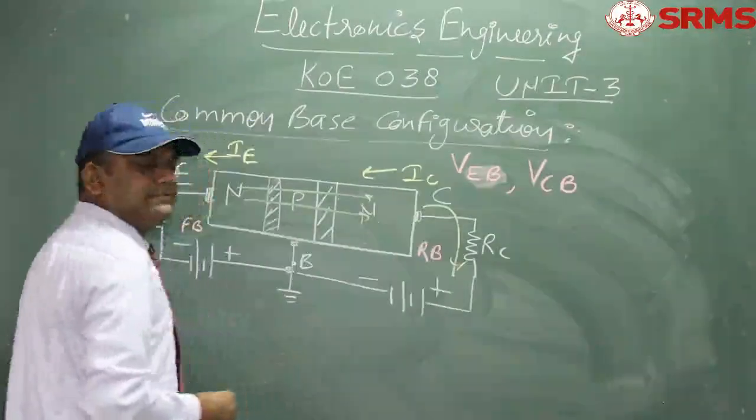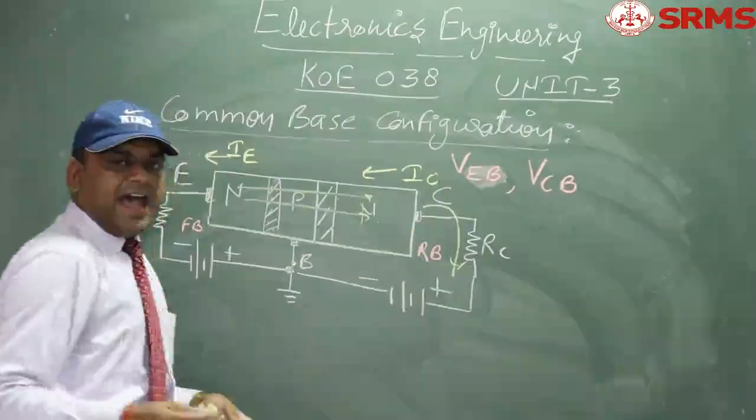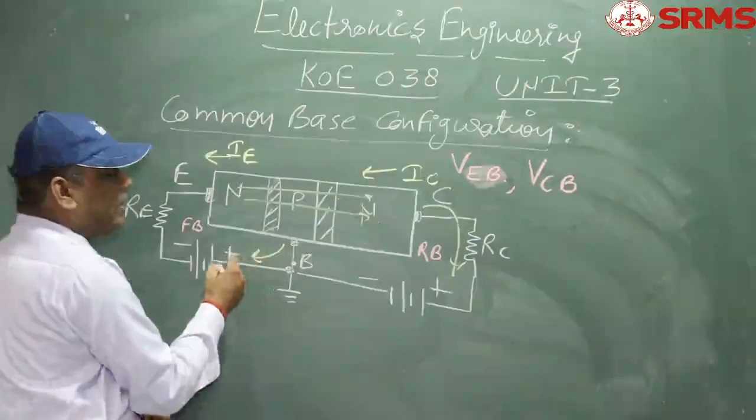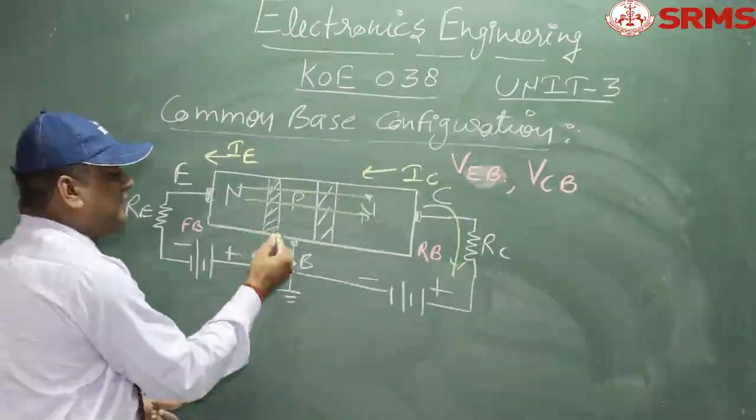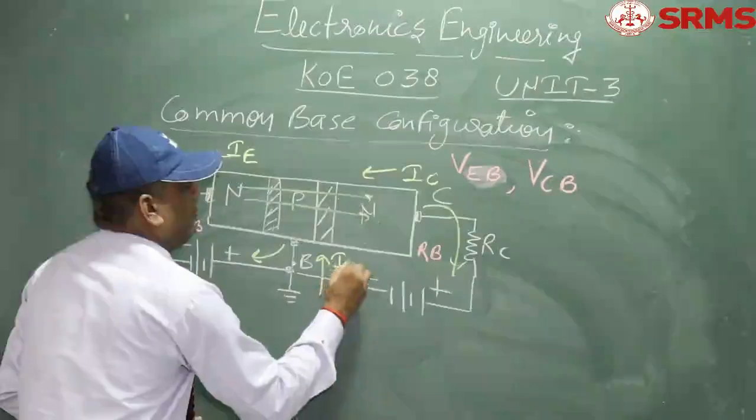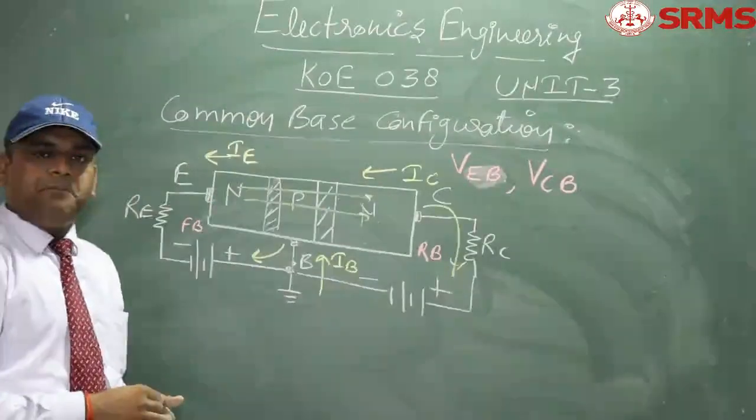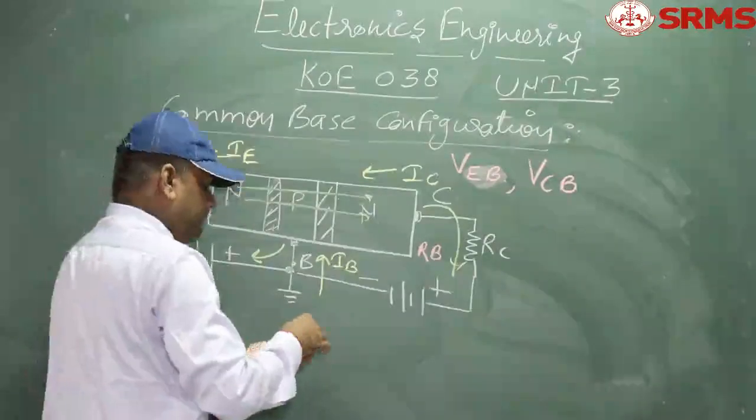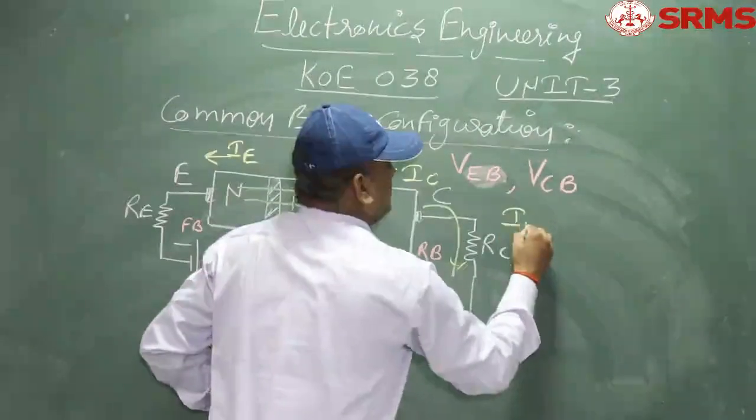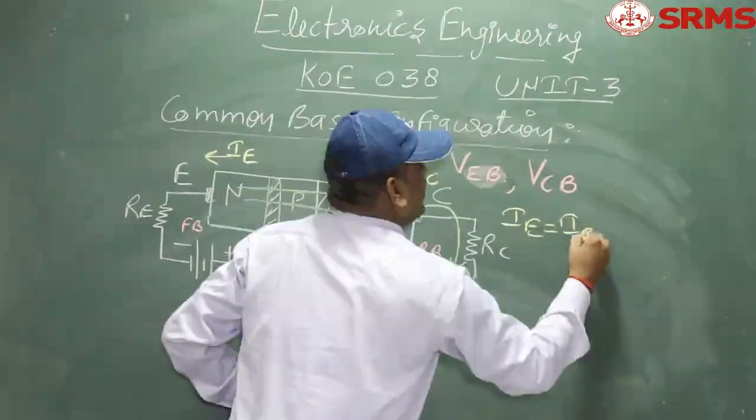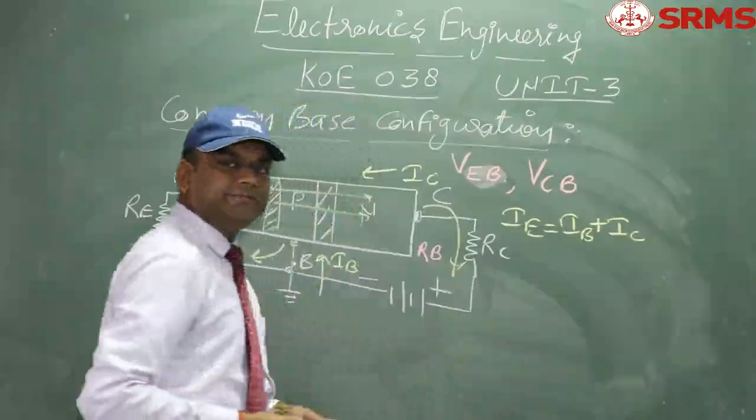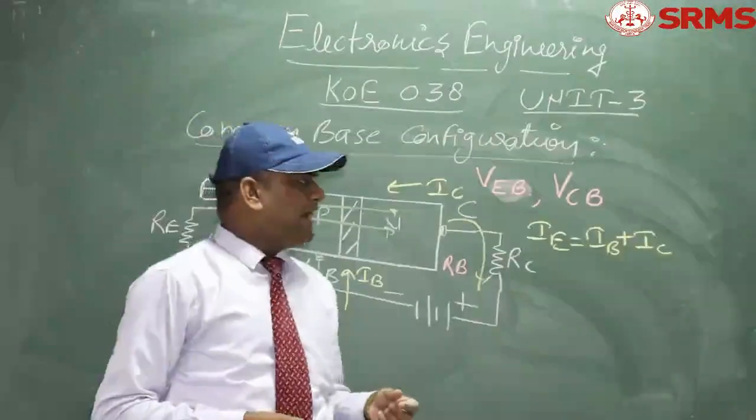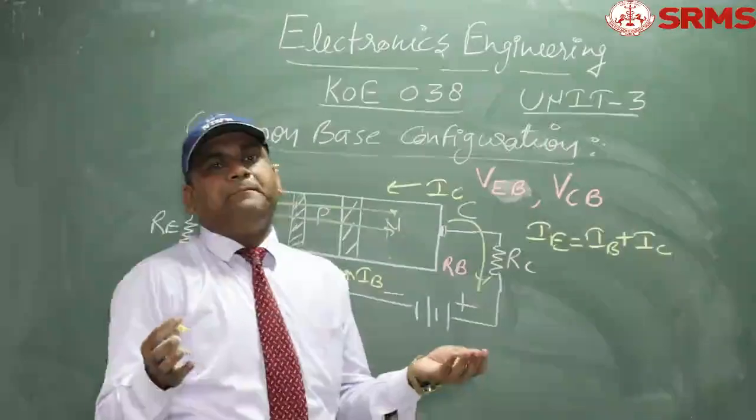In this direction, IC. And let us assume a few electrons in the base region are attracted by the positive terminal. So if this is the direction of electrons, the current will flow in the opposite direction, IB. So if you apply the KCL rule, IE is equal to IB plus IC. This is simply the KCL law.